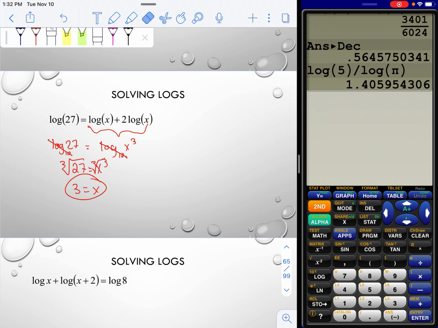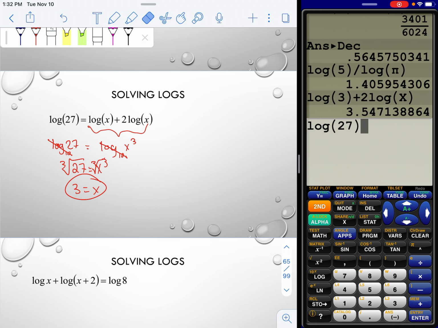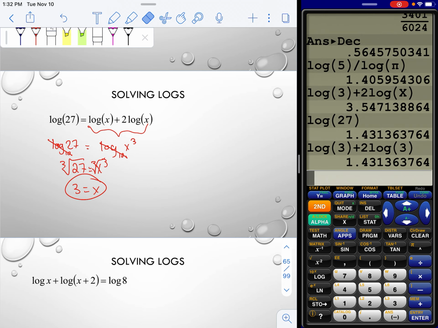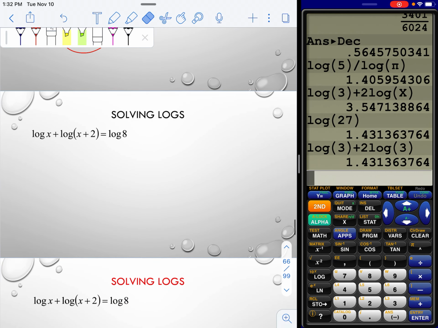You want to check your answer and make sure you're right. Jam it back in your calculator. Type in log of 3 plus 2 log of x. I get that. Is that equivalent to the left side, which is the log of 27? I don't need to put an x in there, typo. Log 3 plus 2 log 3 is 3. Now our answers are equivalent.